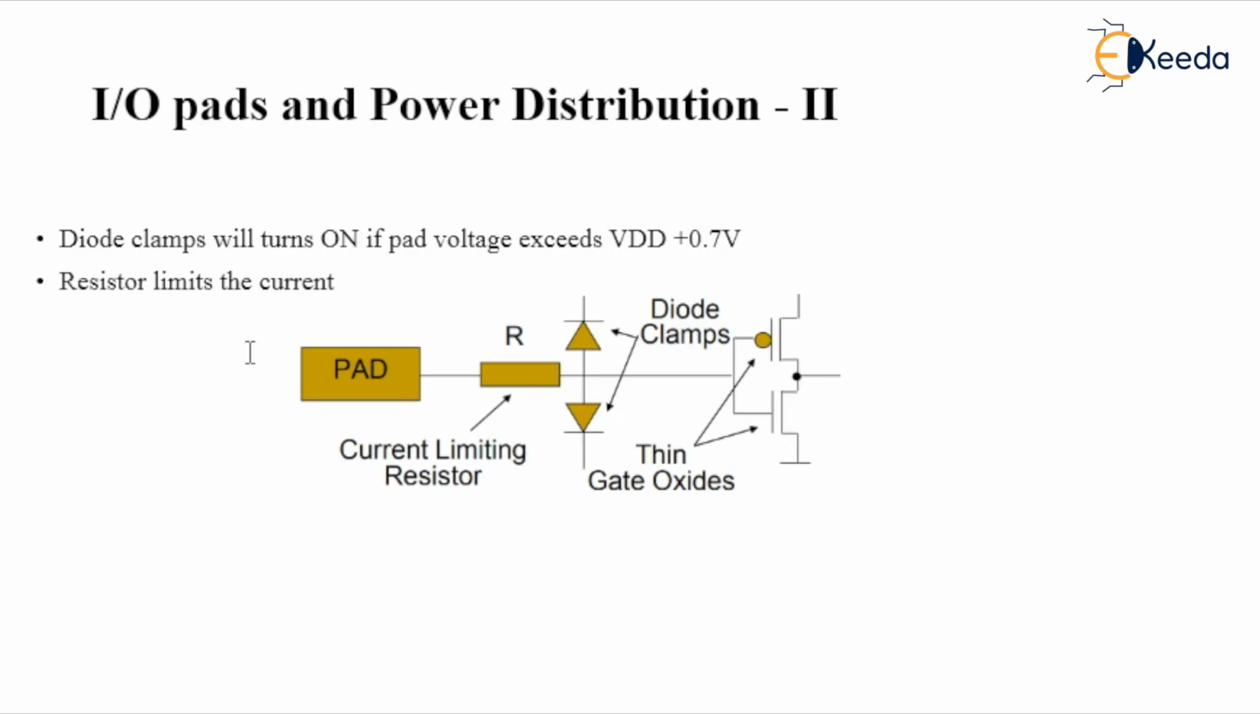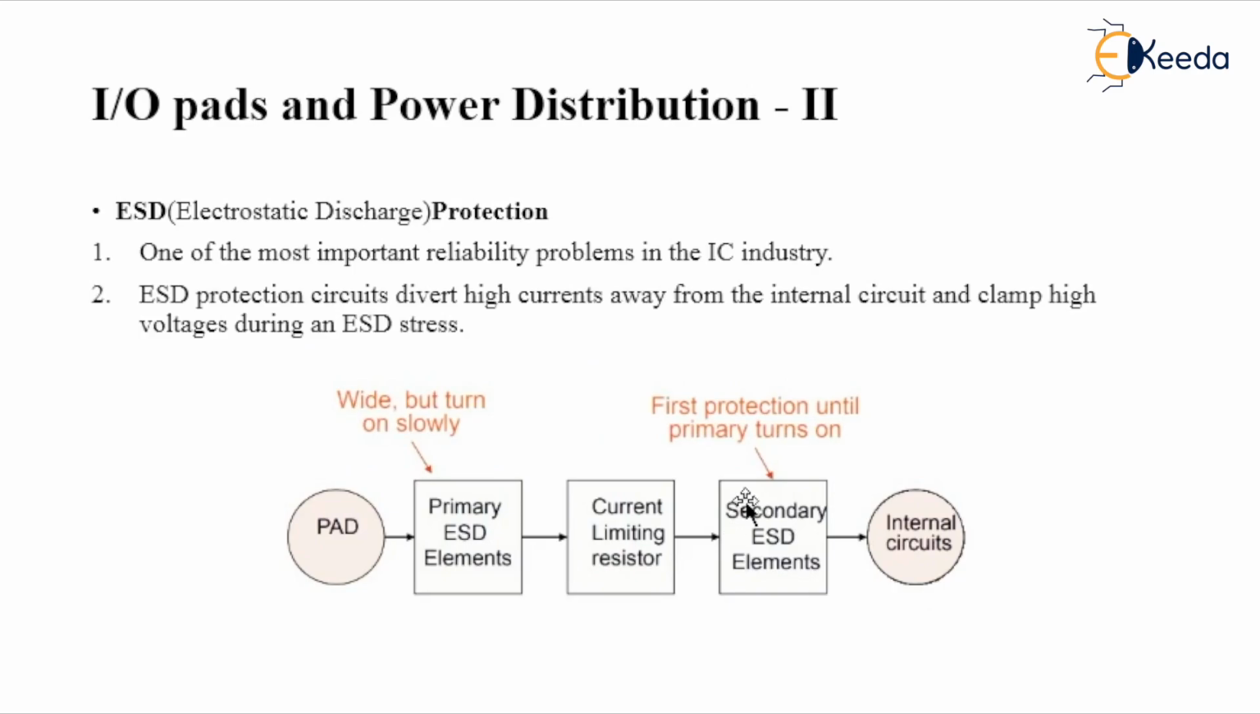Whatever data comes from the user or the outside world has to be transmitted to these internal circuits, but there is an ESD protection, and this ESD protection is done with the help of this circuit. This circuit has a resistor, the current limit resistor, which will limit the current. And next, these diodes will clamp the higher voltage levels. So this is all about the representation of these three blocks, right?